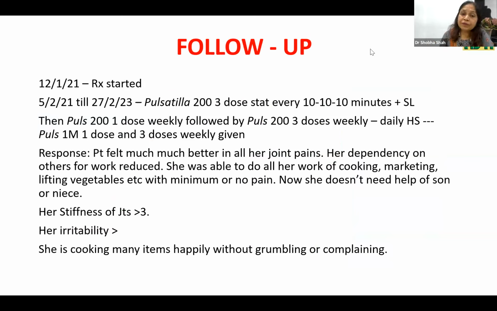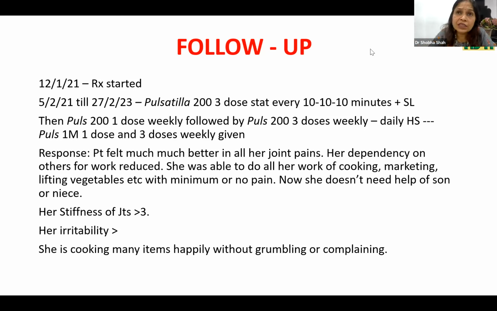So the patient felt very much better over a period. This is a follow-up of over 2 years, and the patient felt really much better in all her complaints, in all her joint pains. Her dependency on others also reduced, and she started doing her own work. That was also very striking for me, because earlier she was not doing her part of the work, and her son and her niece were doing it completely.